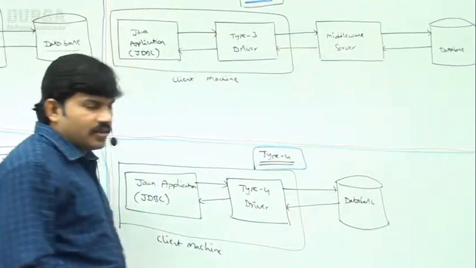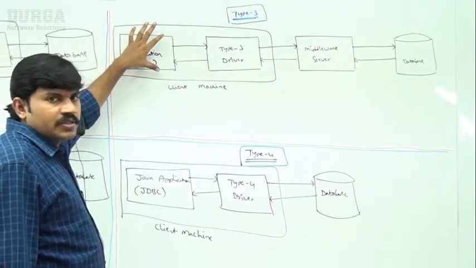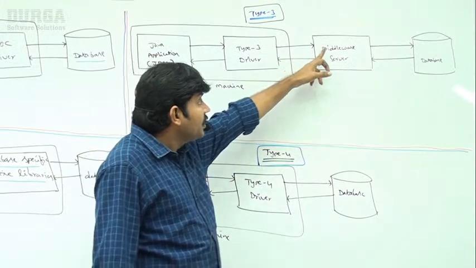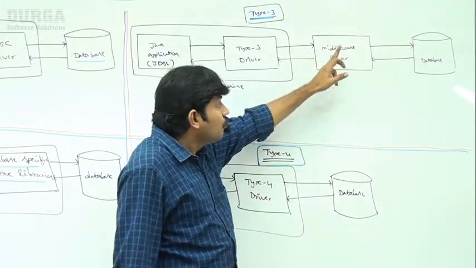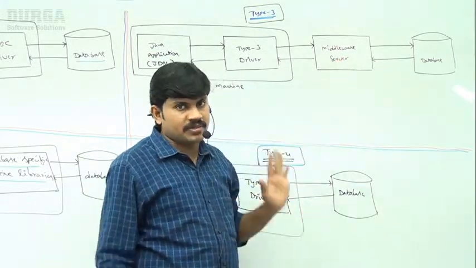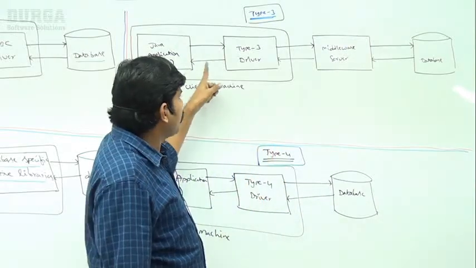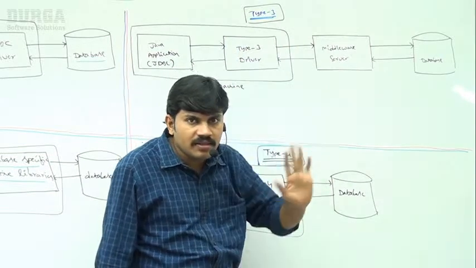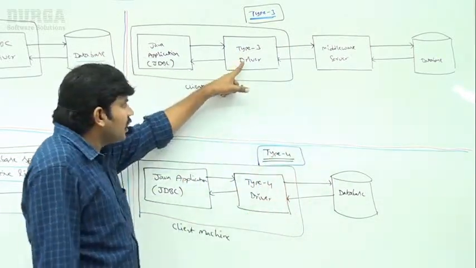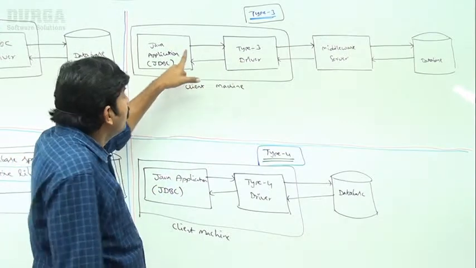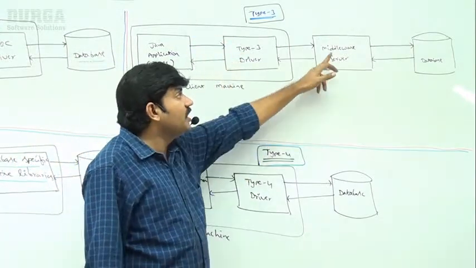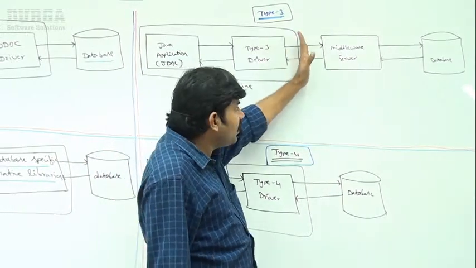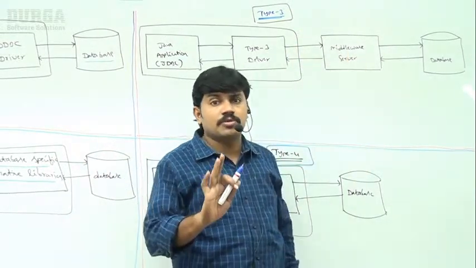Observe that, sir. This is about Java application. Java application communicates with the type 3 driver. Type 3 driver communicates with the middleware server, which is going to communicate with the database. Now functionality, observe how many components are there: Java application, type 3 driver, middleware server, and then database. Type 3 driver converts JDBC calls into middleware server specific calls. Middleware server converts middleware server specific calls into database specific calls, right?